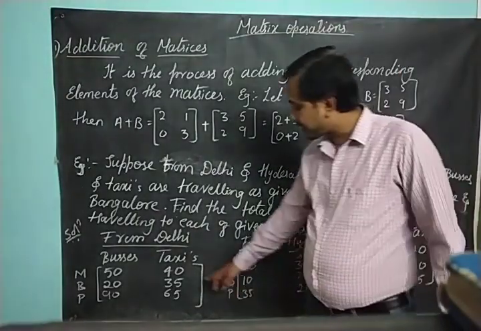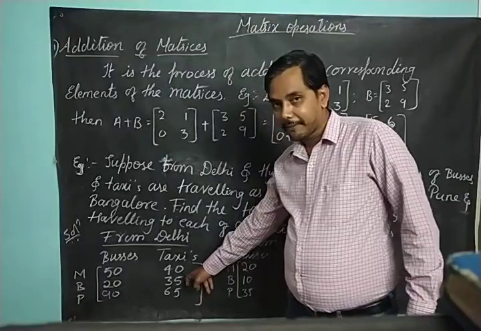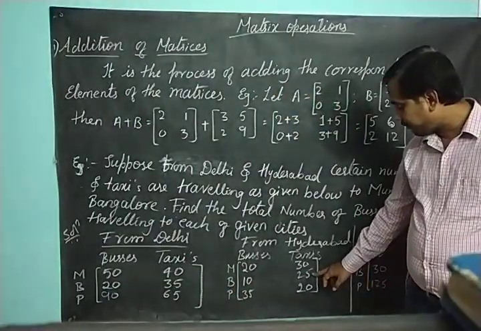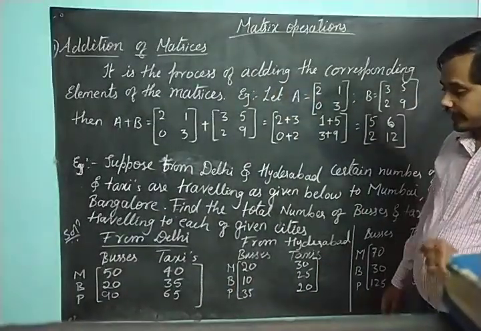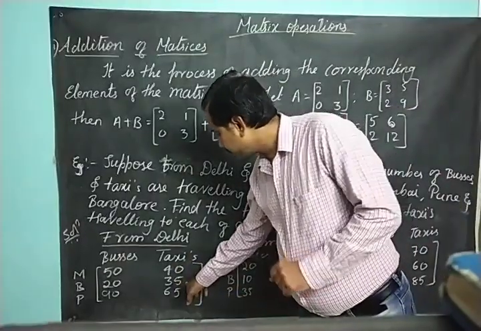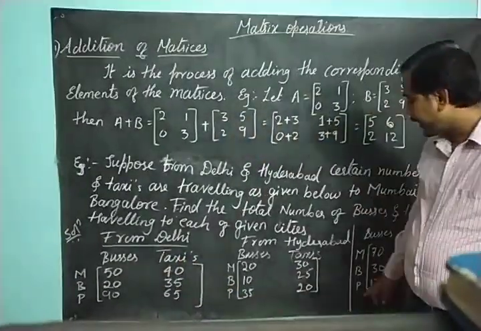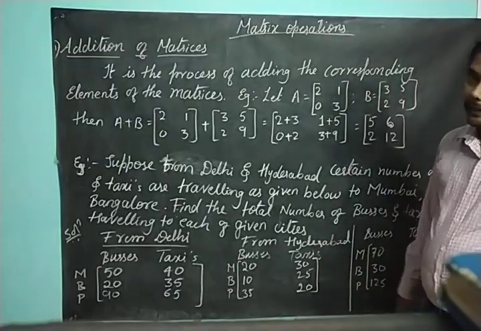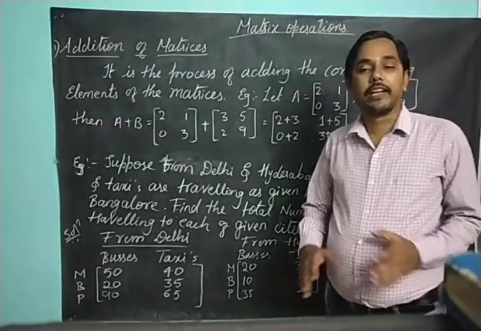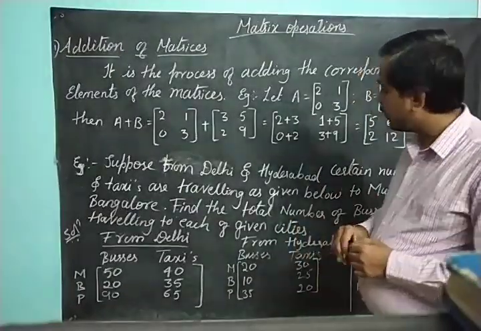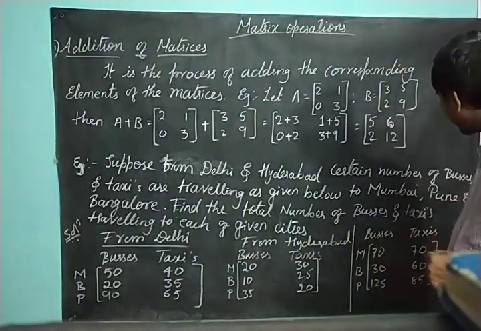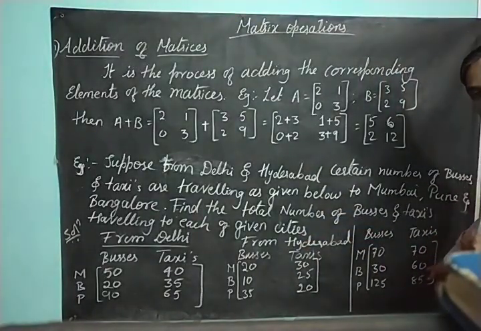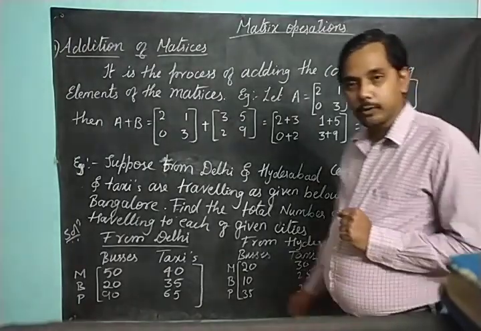Similarly, how many taxis are coming to Bangalore? 35 from Delhi and 25 from Hyderabad. So what will be the total number of taxis coming to Bangalore? That is 35 plus 25. What is 35 plus 25? That is 60. I hope this is also clear.